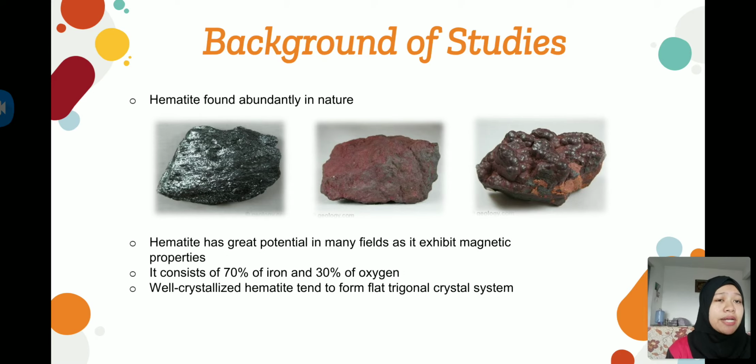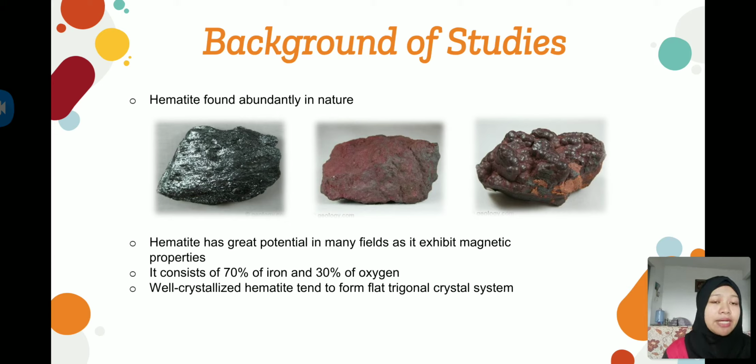So, the background of the study. Hematite is a type of iron oxide that we can find abundantly in nature. It is the most stable phase of iron oxide compared to other phases, for example maghemite. Here I provide a real picture of natural hematite that we can find in the soil. They can vary in color, from black to grey or red to reddish.